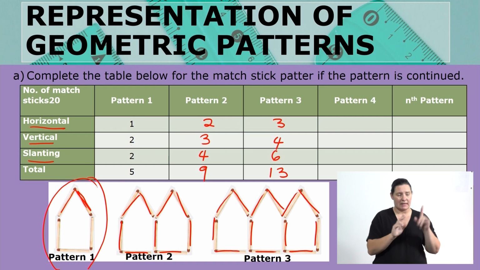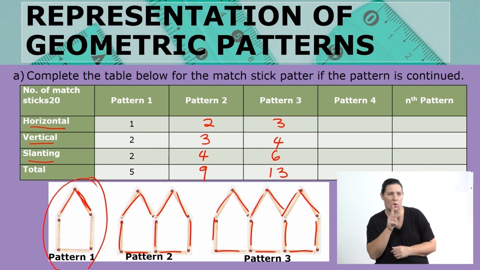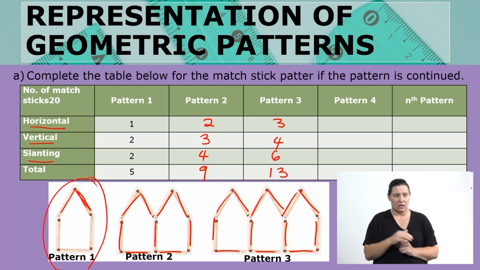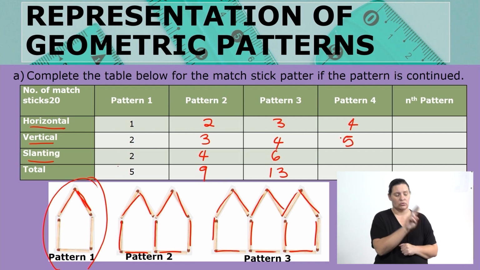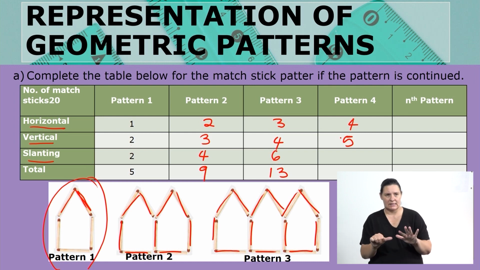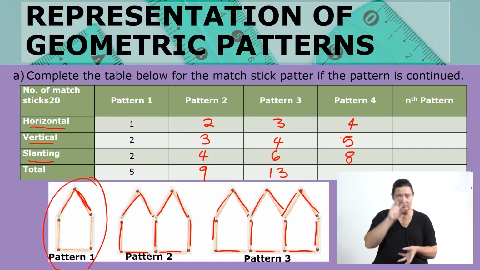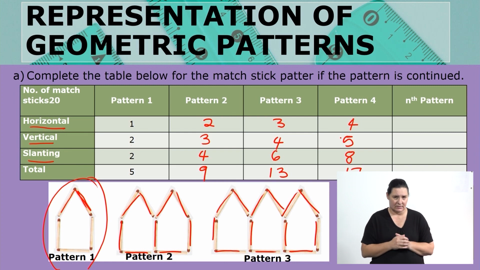So moving from one pattern to the next, we can already tell what the next pattern is going to have. So when we look at the horizontal sticks, it's 1, 2, and 3. So the next one will have 4 horizontal sticks. When we look at the vertical sticks, the first one had 2, the next one 3, the next one 4. So the next one is going to have 5 vertical sticks. And with the slanting, we had 2, and the next one we had 4, and the next one we had 6. So now we are adding 2. So the next one is going to have 8. And in total, that is going to give us 17 sticks that make up the 4th pattern.